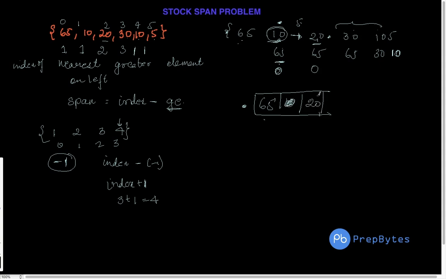Okay, so again, for all the elements after 20, what are the options? Either the greater element is going to be 20 or it's going to be 65. Next, let's proceed further. So now we have 30. For 30, the same thing happens.